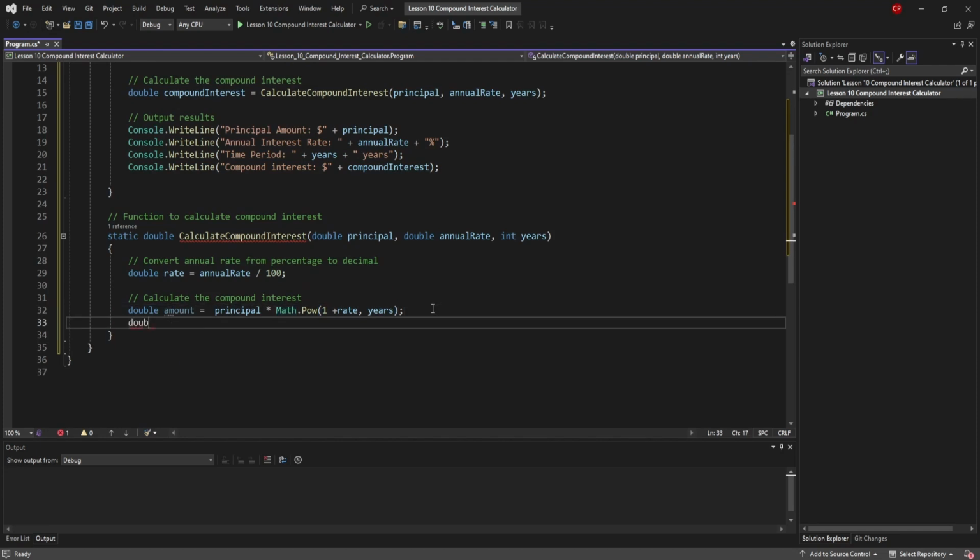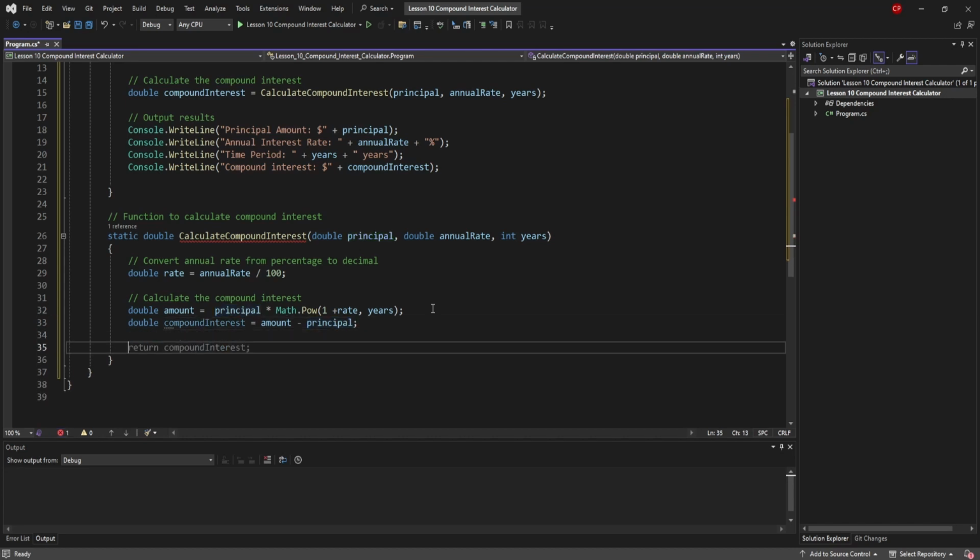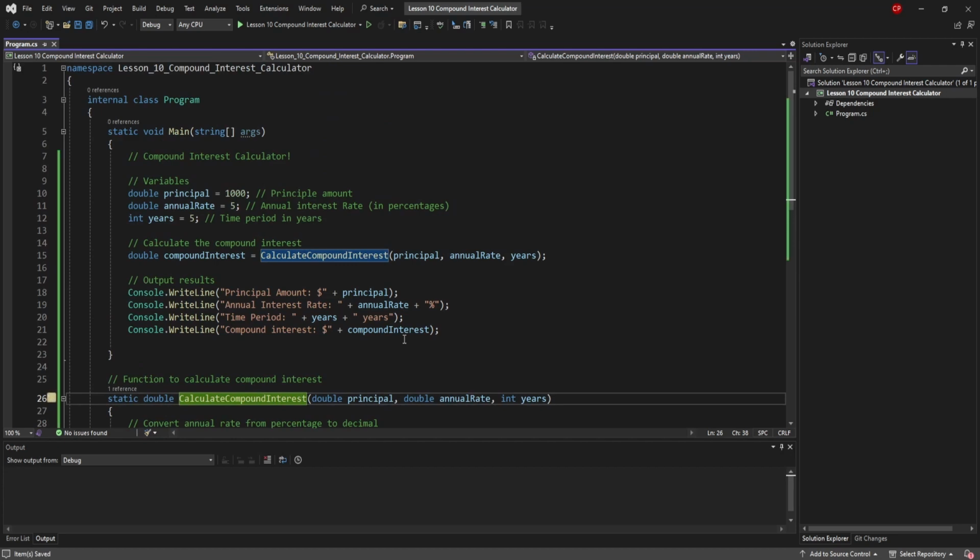All right, then we're going to do double compound interest, and we're going to say amount. No, why? I hit tab sometimes and it does its own thing. Minus principal. Right? Get the principal out here. Drag him by his toes. And then we're just going to return compound interest. And now you see the squiggly line has gone away. Control S, save your work. Remember, if there's a little asterisk right there, you haven't saved your work.